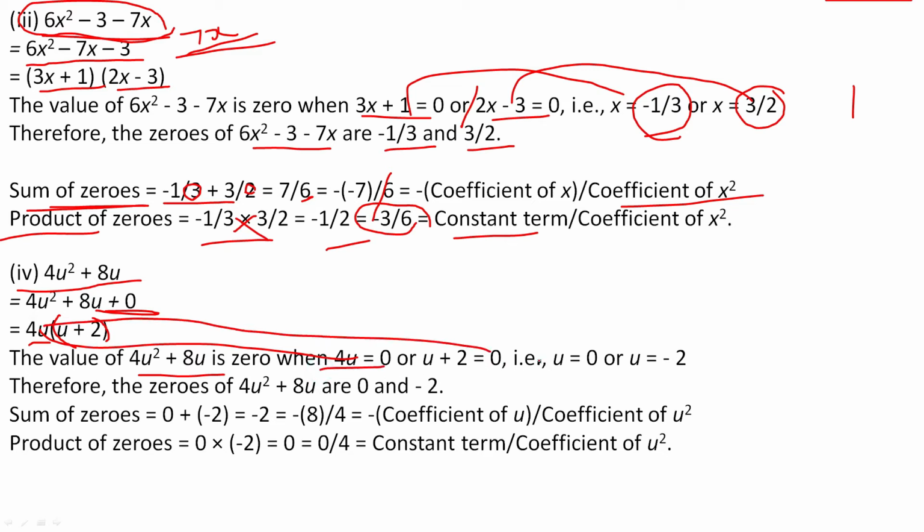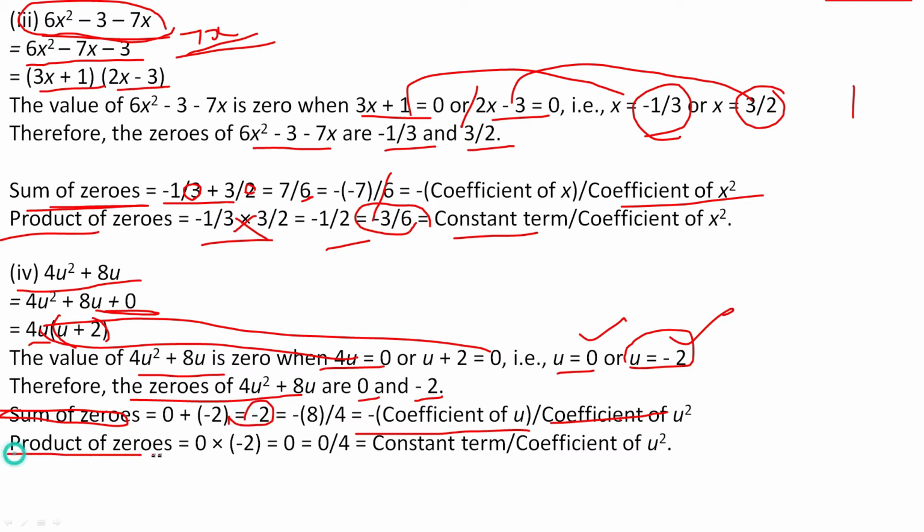So 4u is equal to 0, that means u is equal to 0, and u plus 2 is equal to 0, that means u is equal to minus 2. So the zeros are 0 and minus 2. The zeros of this equation are 0 and minus 2. Again the sum of the zeros, you know, is minus coefficient of u by coefficient of u square, so minus 8 by 4, you will get minus 2. Minus 2 is the answer.